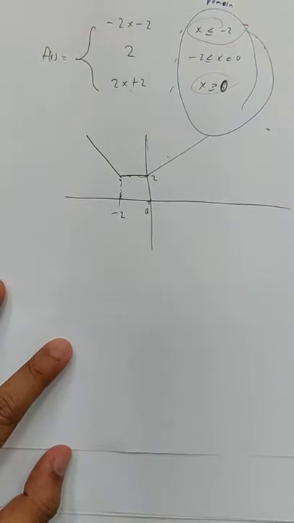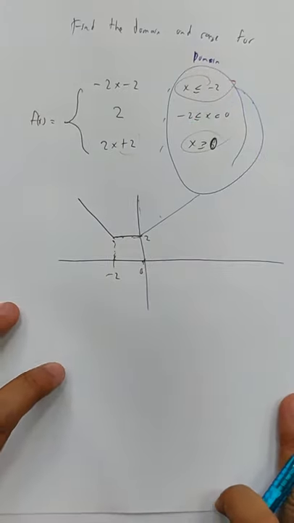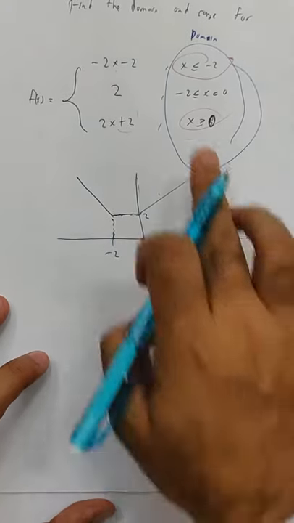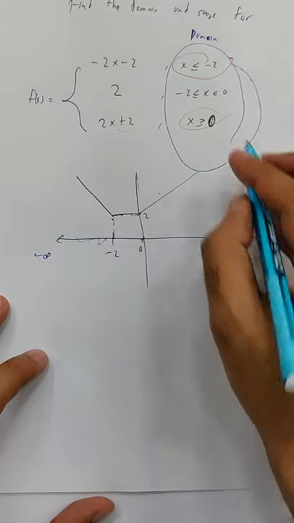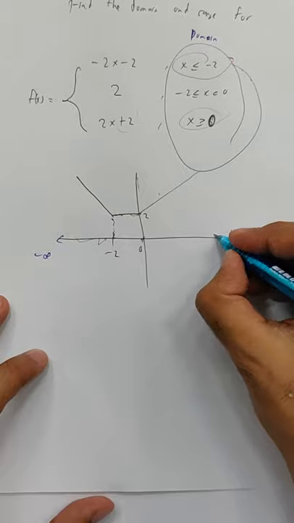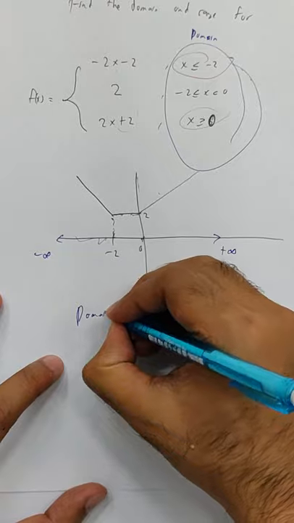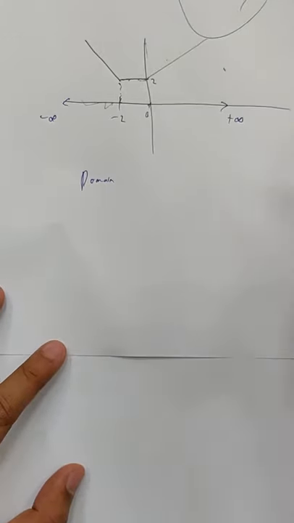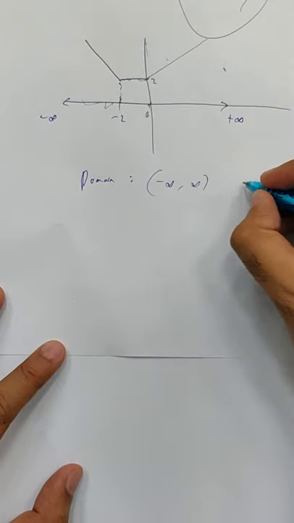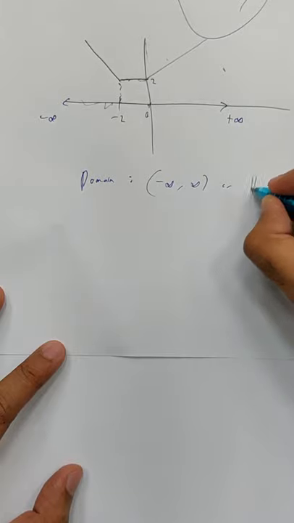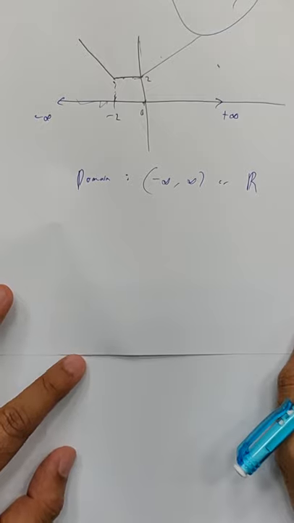Okay, so the domain. Find the domain and range. Okay, that's the main question. How do I know the domain? This one here, it goes until how much? Until negative infinity. This one, more than zero, it goes until how much? Till positive infinity. So what's the domain? We discussed last time, you can write down negative infinity until infinity, but I prefer all real numbers. Looks more smart. And R symbolizes that.